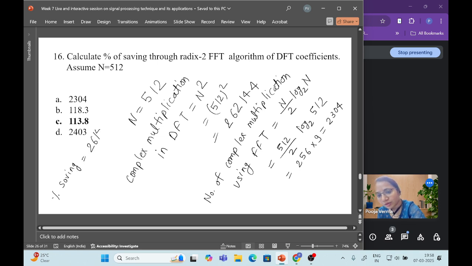That is 262144 divided by 2304 into 100. If you calculate it, you will get 113.8. Okay. So option C is the correct answer. You just have to calculate the total complex multiplications required in direct DFT and using FFT, then calculate the percentage saving, which is 113.8. They are asking in percentage, so just calculate it like this.